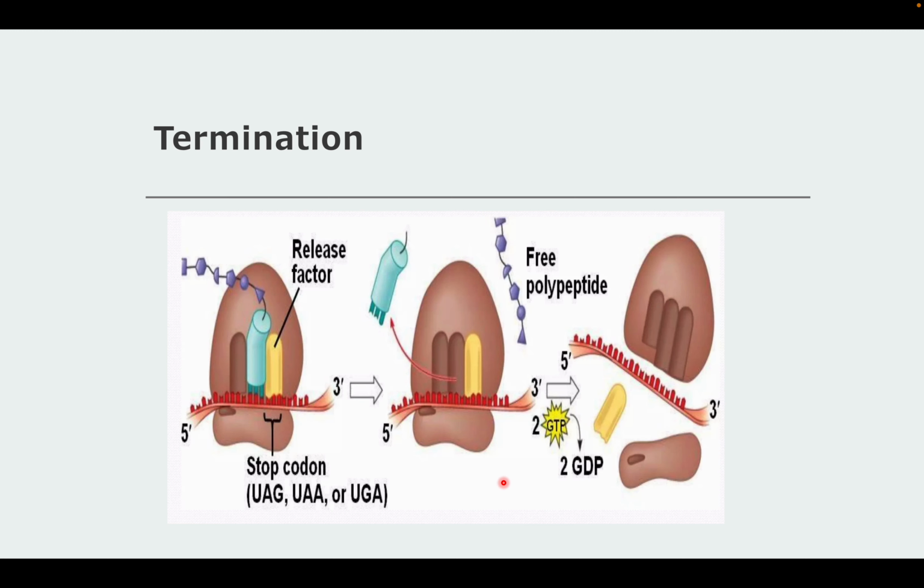So I have talked about initiation, the Shine-Dalgarno sequence, how the ribosome knows where to start the translation, how the elongation occurs by translocation, the different sites E, P and A, and then the termination.